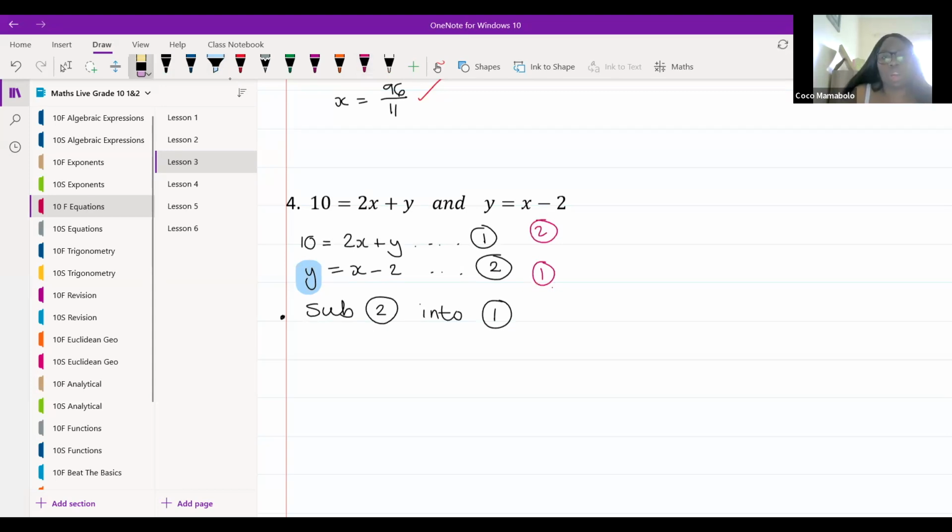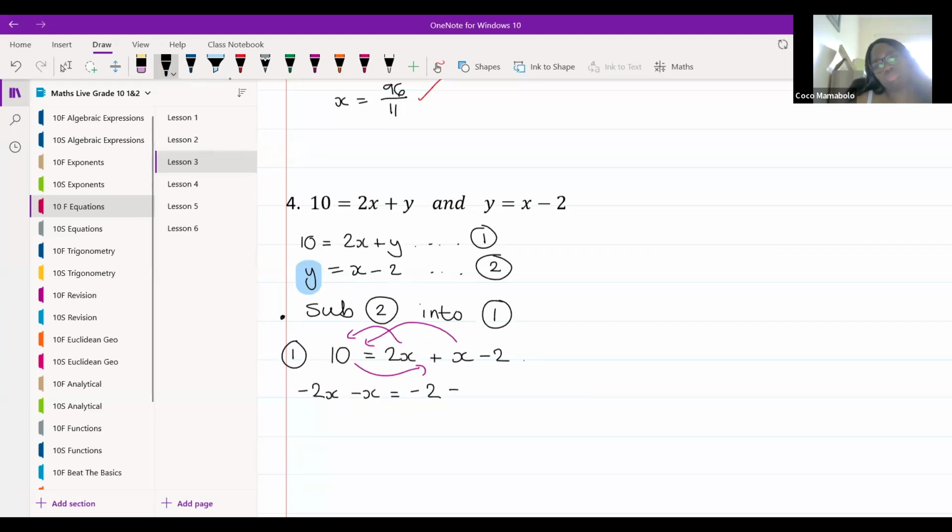All right, so I'm going to go into equation 1, and now I've got 10 is equal to 2x plus, I see a y, so I'm going to replace my y with x minus 2. And now I can solve for x. My OCD is going to kick in, so I'm going to take all the x's over, and bring the 10 over to that side. So I'm going to end up with negative 2x minus x is equal to negative 2 minus 10.